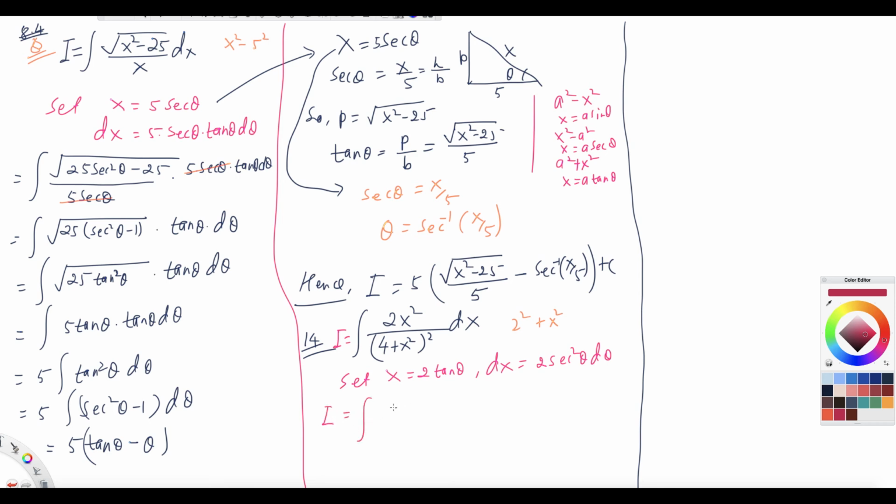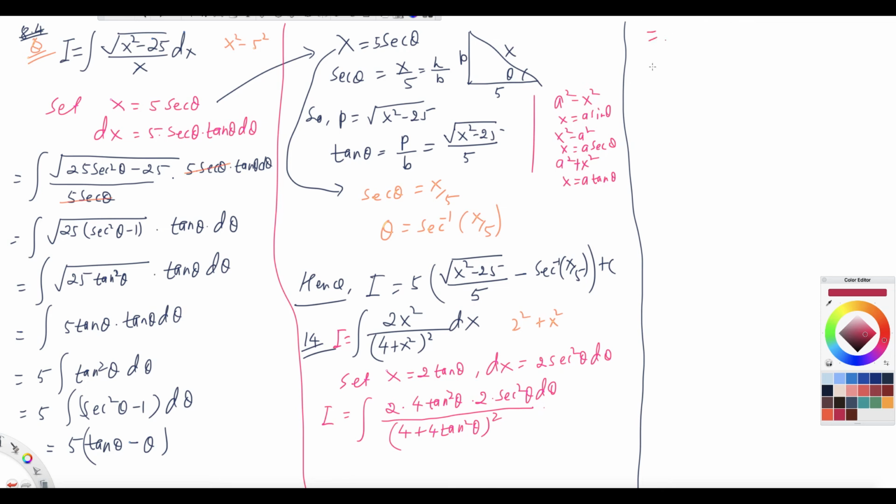So I equals the integral of 2 times 2 tangent theta squared, which is 4 tangent square theta, times dx, which is 2 secant square theta d theta. That's what you get in the numerator. In the denominator you have 4 plus 4 tangent square theta, the whole square.